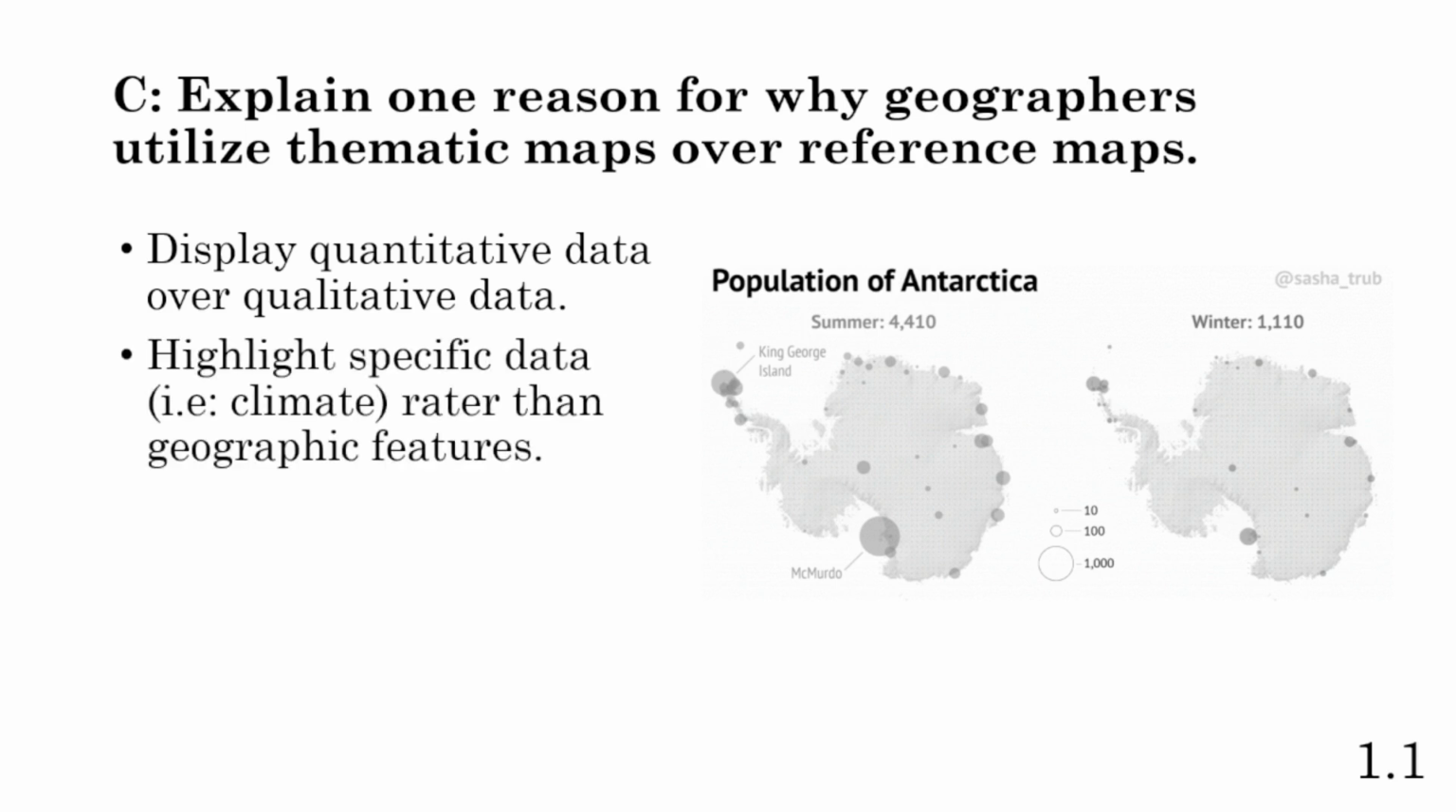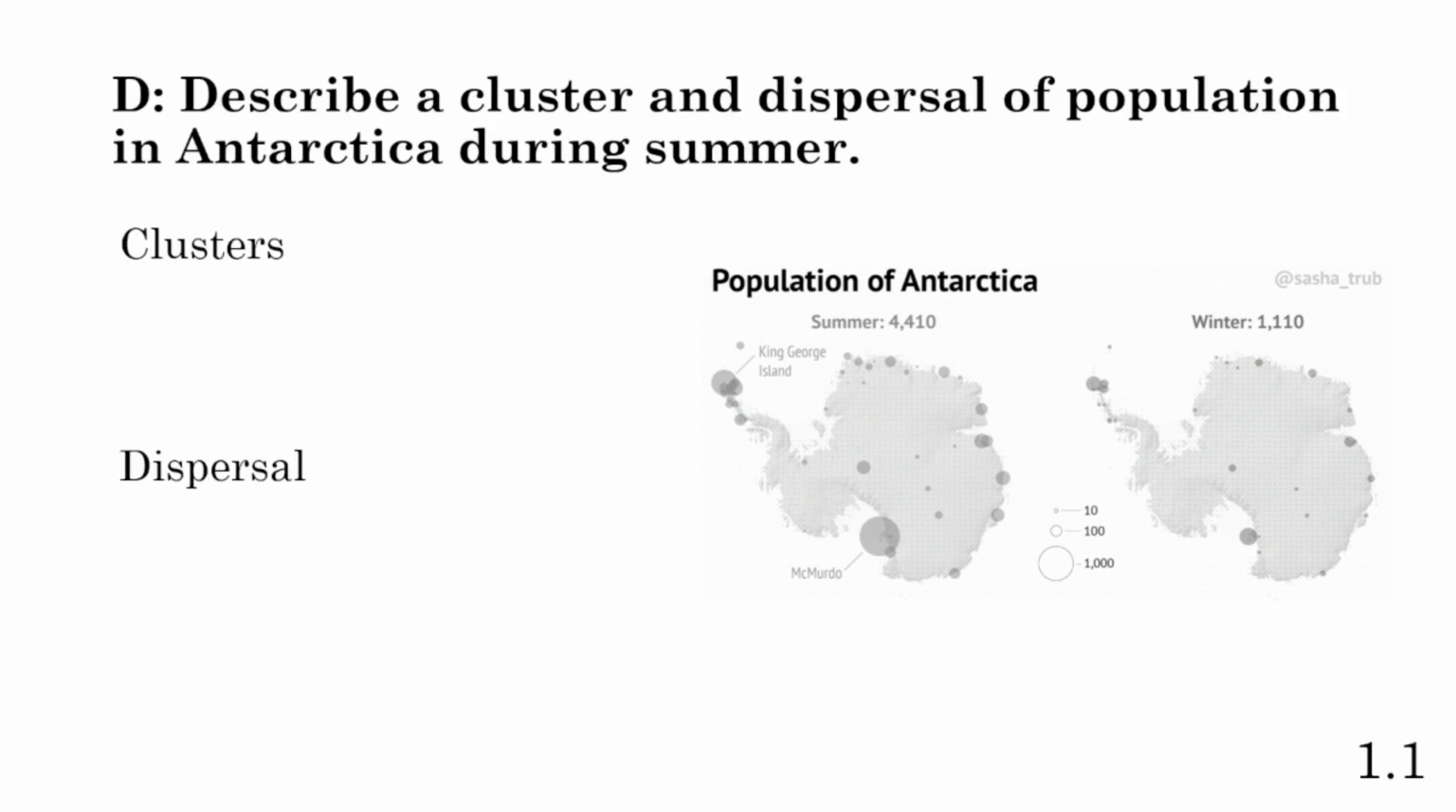We could use a thematic map to highlight specific data like the climate, rather than geographic features. We could analyze spatial patterns as well. So in this case, we're looking at a spatial pattern. We're looking at population distribution.